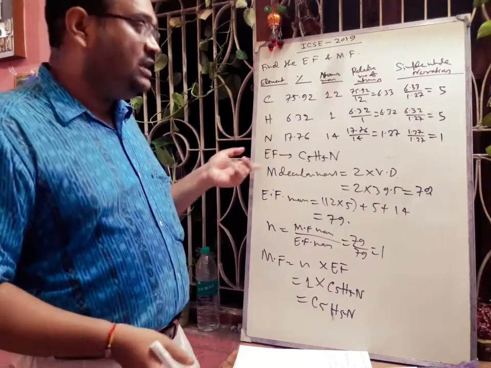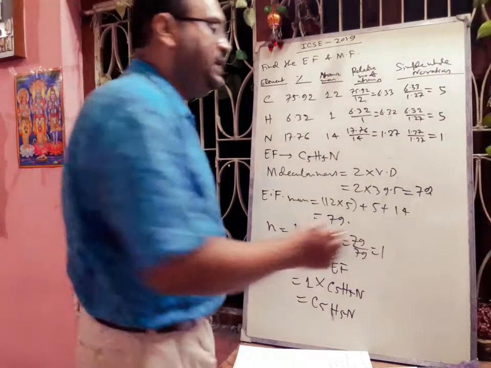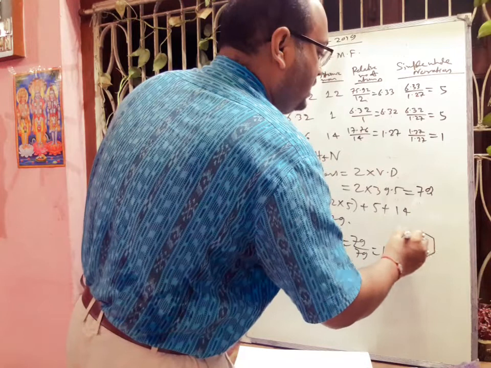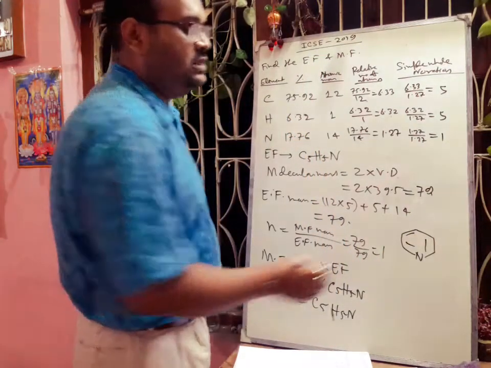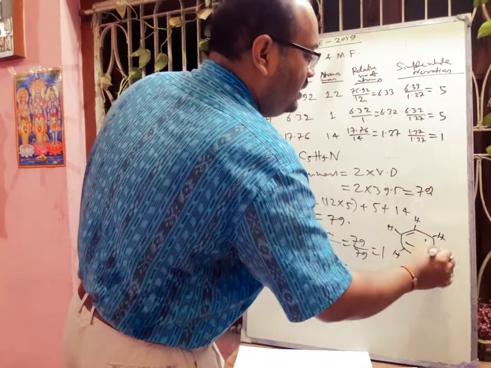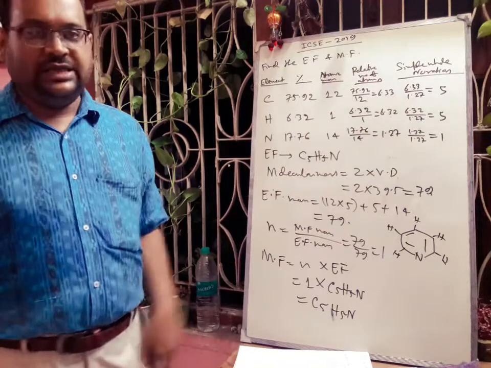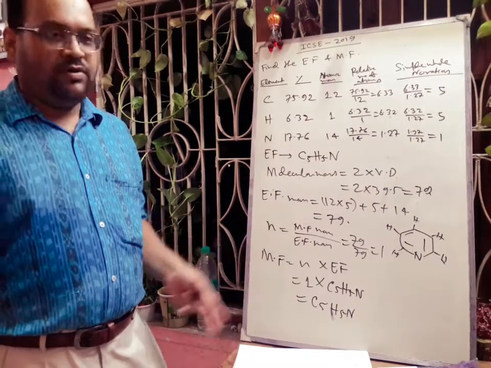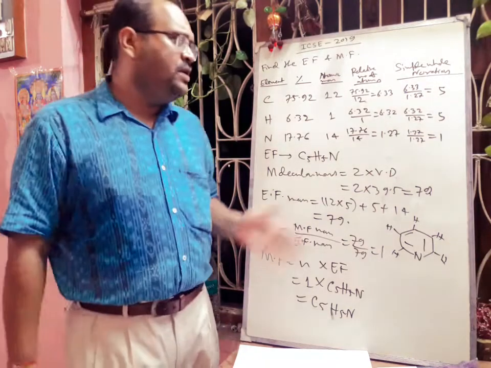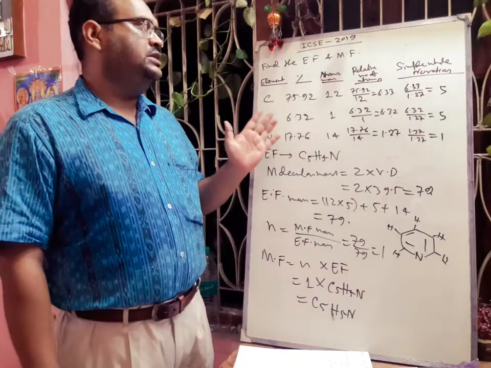Now if this is not given in the question, what is the compound C5H5N? Actually it may be pyridine, a heterocyclic aromatic compound. Other compounds are also possible, but one possible compound is pyridine. Okay. So in this way we have completed the discussion of the year ICSE 2009.